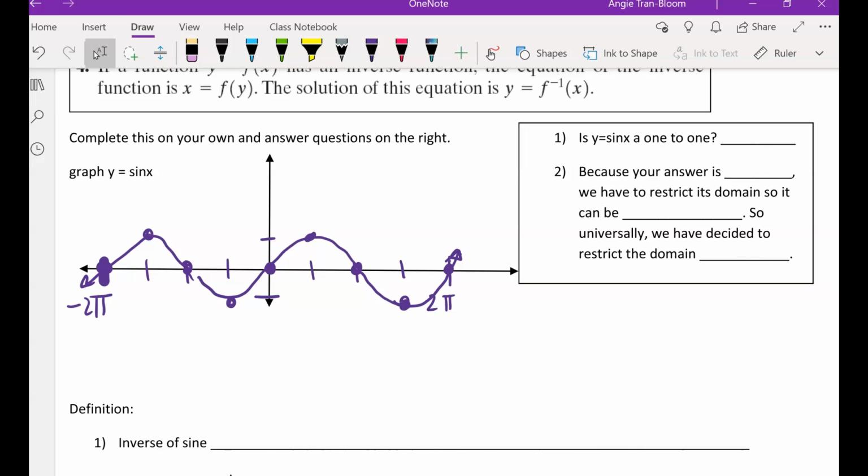Okay. So because we said no, we have to restrict its domain so it can be a one-to-one function. It's already a function. One-to-one function, y'all, is even more narrow than a function itself. Okay, so in your teams, where would you cut off so this can be a one-to-one function? Discuss it in your group. Where would you cut off?